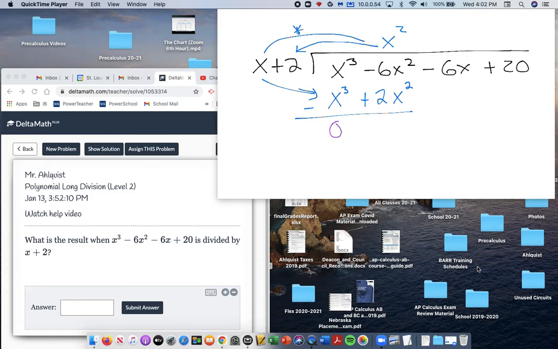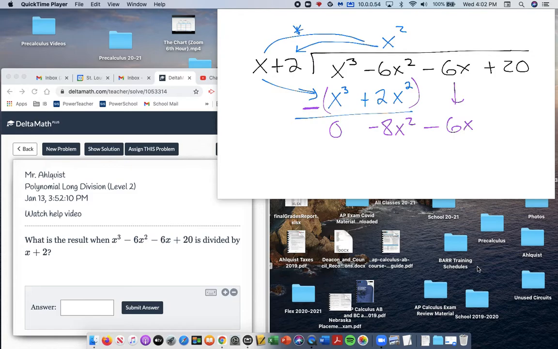And if we do negative 6x squared minus 2x squared, that's negative 8x squared, because remember, this is a subtraction out here. So we're subtracting these things, so we get negative 8x squared. Bring this down, minus 6x. Okay, so let's look at the next level.